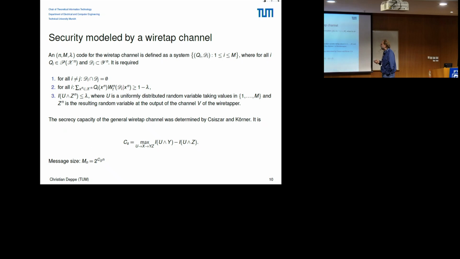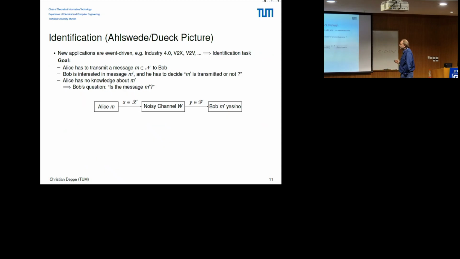Again, you need the decoding sets to be disjoint, and here you have the error probability, and here I use the strong secrecy criteria. And now I switch to the identification case. So now I go to another goal.